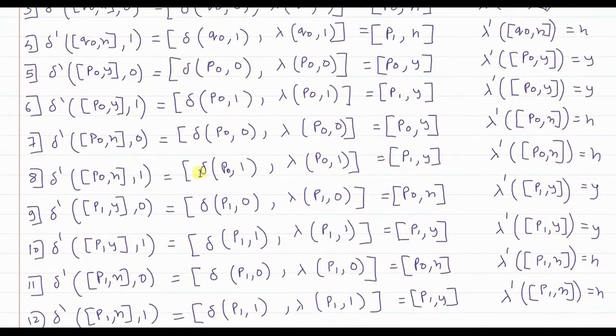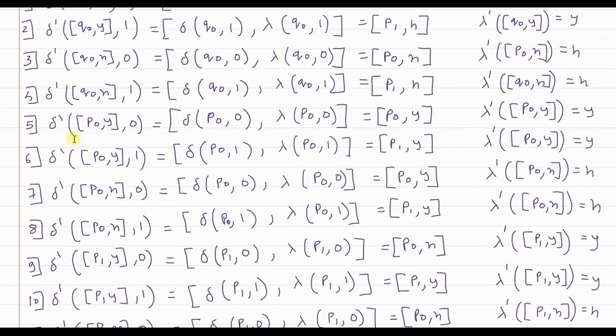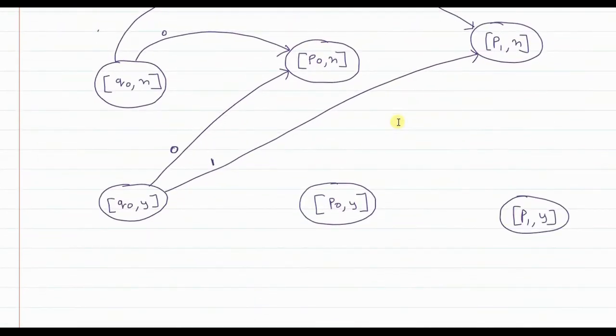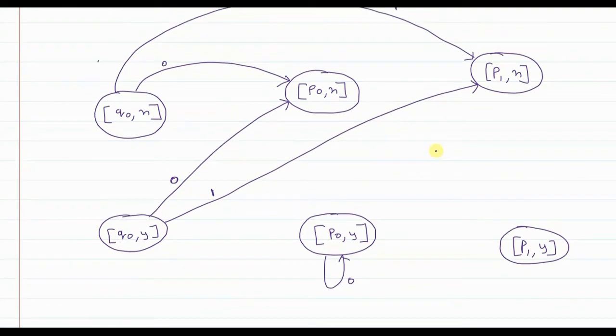Fine. So Q naught Y and Q naught N, both the states with 0 and 1 transitions, are over. Next we will deal with P naught Y and P naught N. First we will deal with P naught Y. The transition from P naught Y on reading 0 goes to P naught Y itself.